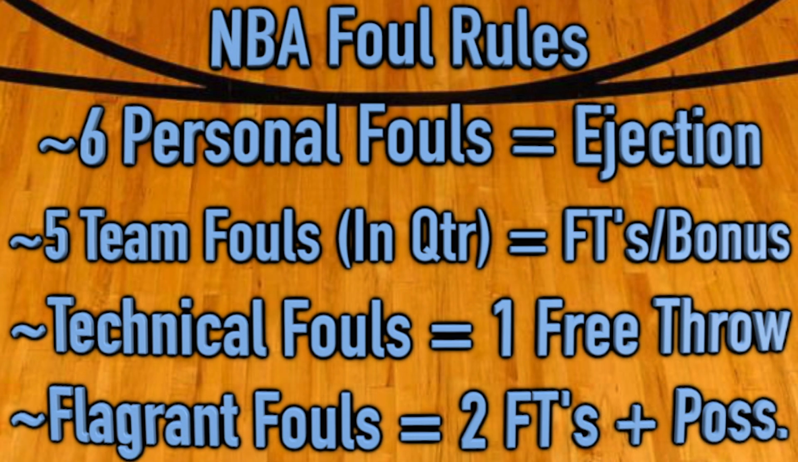Also, one rule to keep in mind, if a player picks up 6 personal fouls, then they will foul out of the game. That's an automatic ejection. In most other pro basketball leagues and in college, it's only 5 fouls to be disqualified, but in the NBA, that number is 6. Let's stick with fouls for a moment.